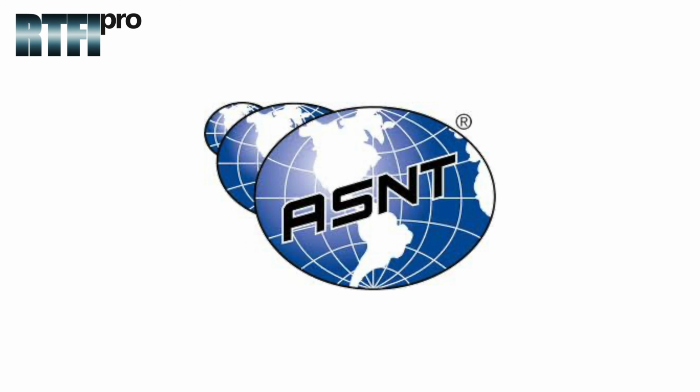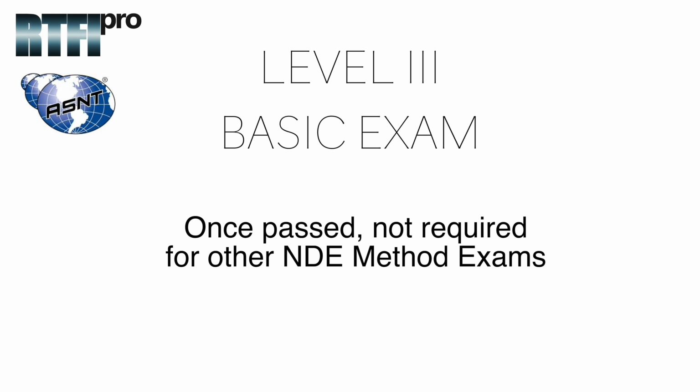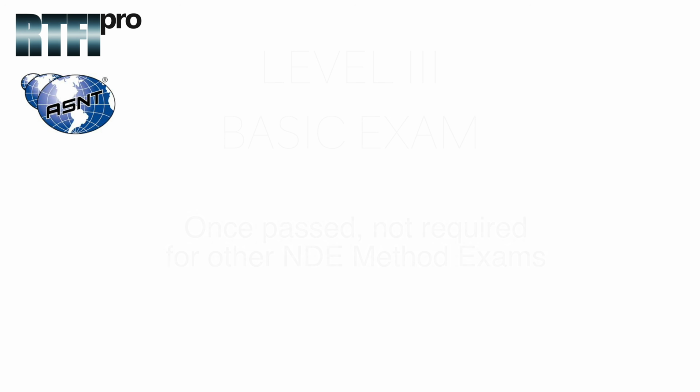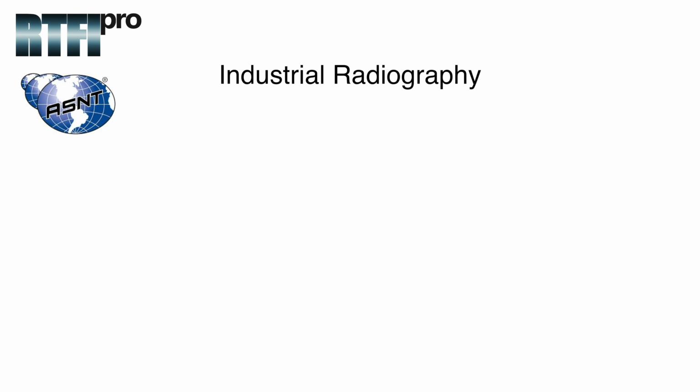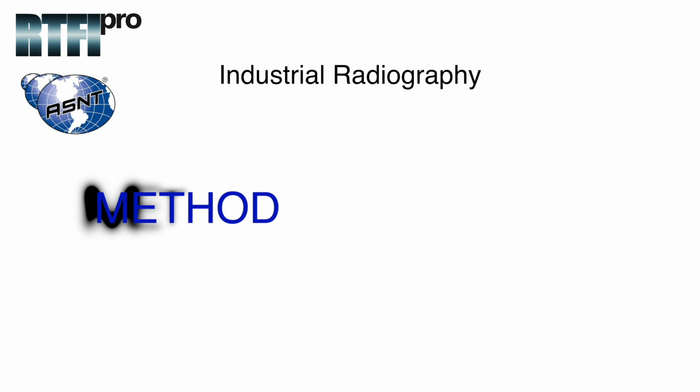To become an ASNT Level 3, you will first be required to take an ASNT Level 3 basic exam, and once completed and successfully passed, you will not be required to further take the exam again for other certifications. For example, if you choose industrial radiography as your first Level 3 exam and completed both the method and basic exam, you will not be required to take the basic exam if you choose magnetic particle or any other certification for your second Level 3 exam.